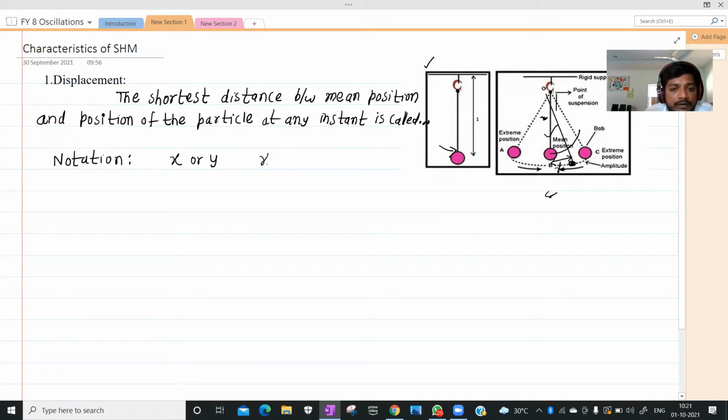Okay, now. So I already told you x equals A cos(omega t plus phi). Or it can be A sin(omega t plus phi). So this is the displacement. This is called the displacement.